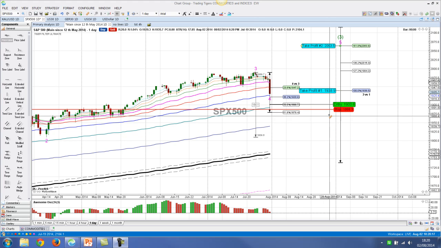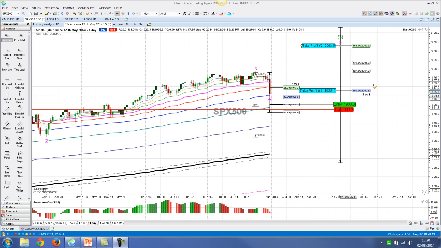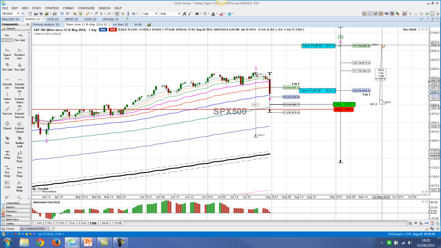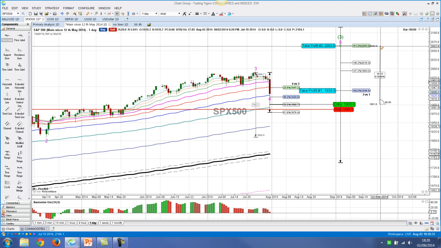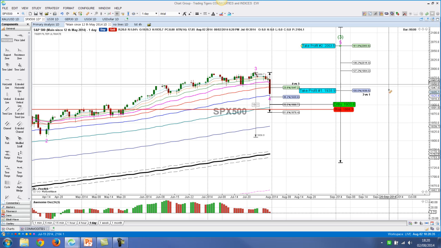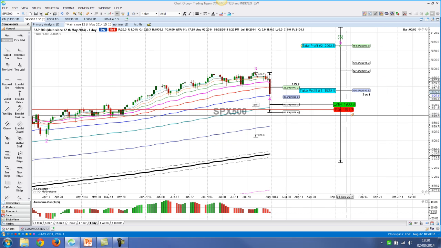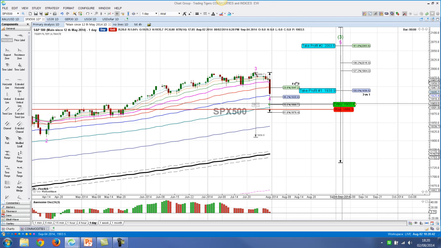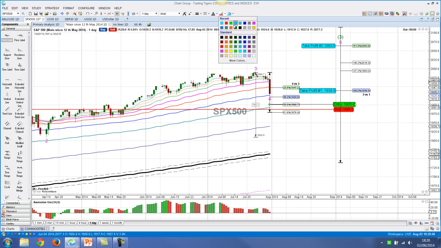so the risk is 10 points, and the next target is 38 points, so that's a 1 to 4 almost, and the main target is 162. So that's a very significant kind of opportunity there that we're looking for in that particular trade, and I'll mark that down for you so you can just follow that through as the days continue.